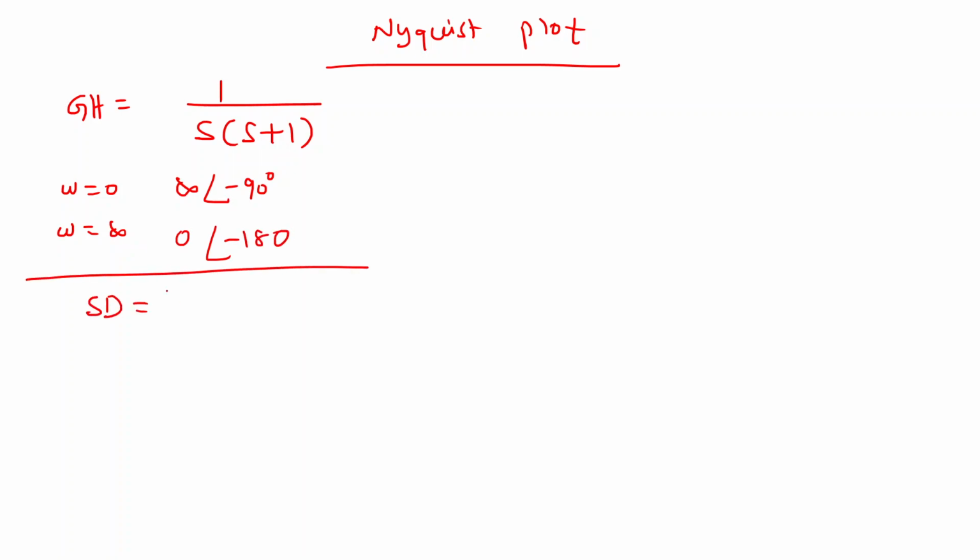Starting direction, pole is there, so clockwise. Ending direction, minus 90 or minus 180, positive. Again, positive is clockwise. Sir, in this case, one pole is at origin. That's why this angle minus 90 is coming here. Yes, sir.